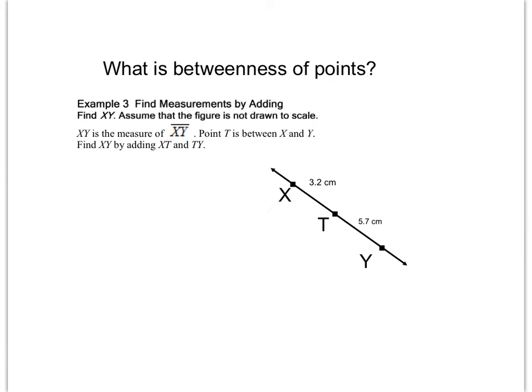All right, BOPS. What is BOPS? BOPS means betweenness of points. So betweenness of points means this. If 3 points are collinear, meaning they're on the same line, so looking right here, X, T, and Y are all on the same line. They are collinear. T is between X and Y because they're on the same line.